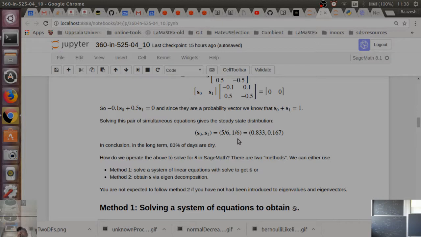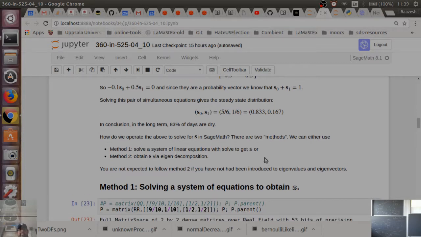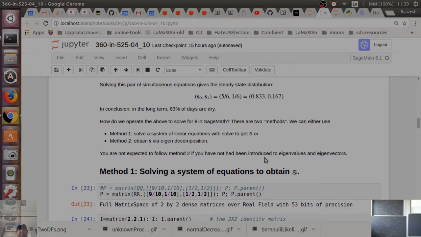And this unique pair of numbers, when you multiply it with P from the left, will come back with 5/6 and 1/6 on the right side. And that's exactly the idea of an eigenvector whose eigenvalue is 1. This is something we saw in linear regression before, right? So in conclusion, in the long term about 83% of days are dry and the remaining days are wet in this model.